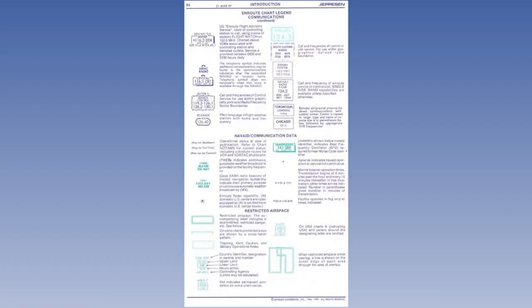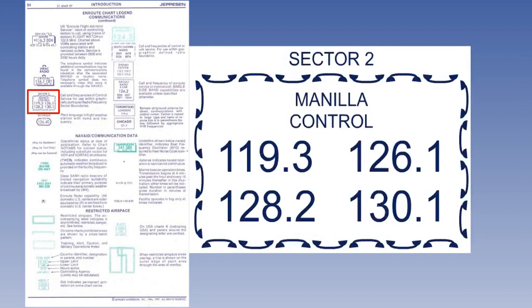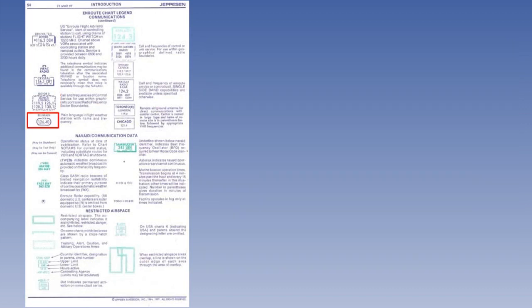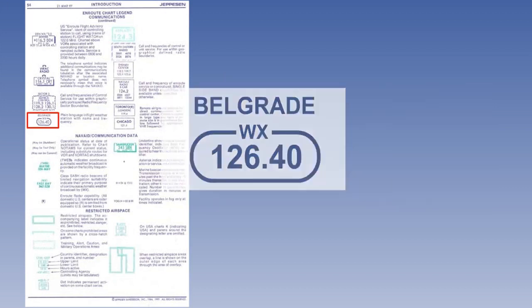The call sign and frequencies of air traffic control areas are shown within a box outlined by telephone handset symbols. In this example, the call sign is Manila Control, and the frequencies are as shown. The next symbol is for stations broadcasting plain language weather forecasts and gives both its call sign and frequency.